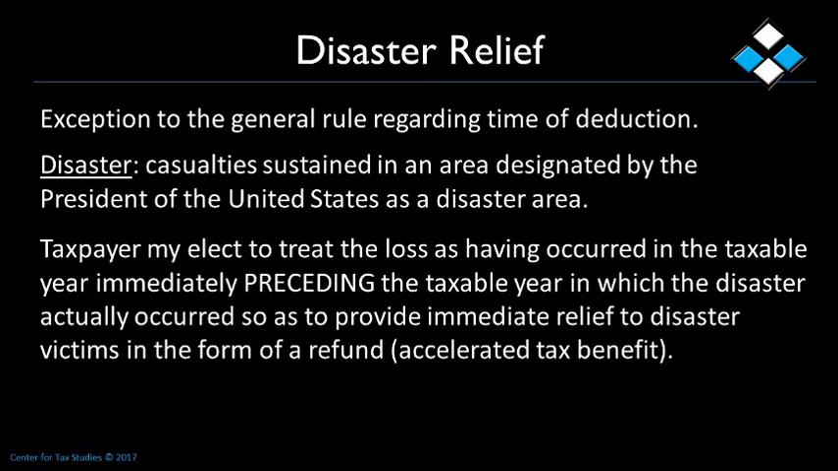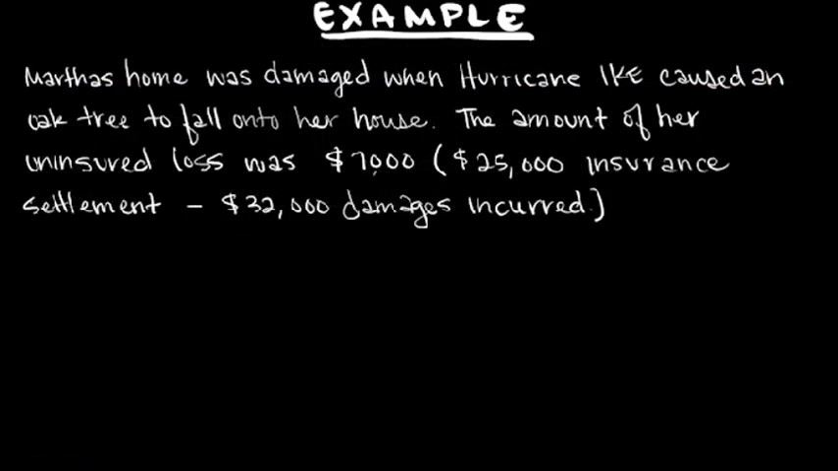And the loss that you would attribute to your prior year tax return is the difference between your insurance settlement and the damages incurred. So, for example, Martha's home was damaged when Hurricane Ike caused an oak tree to fall onto her house. The amount of her uninsured loss was $7,000. She received $25,000 in her insurance settlement, and her damages to the house were $32,000 in total.